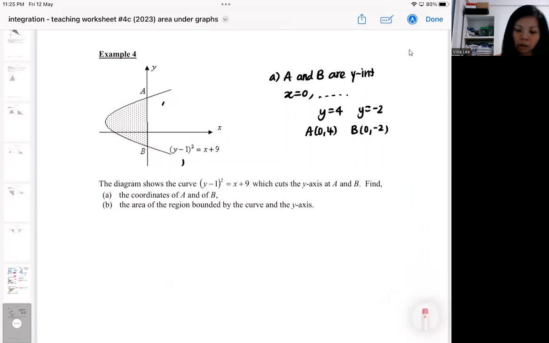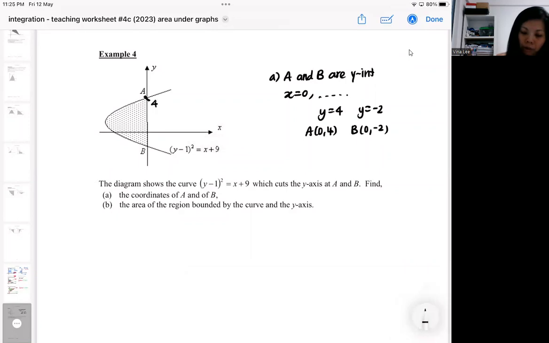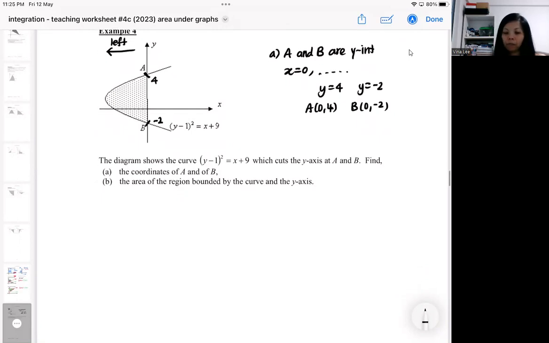In this case, I don't need to do simultaneous. It's a y-intercept concept, so I'll be using these 2 y coordinates for the area on the graph. Now in this case, you realize the area is on the left side of the y-axis. So I'm expecting this area to be negative. You have some expectation first. And I'm going to integrate.